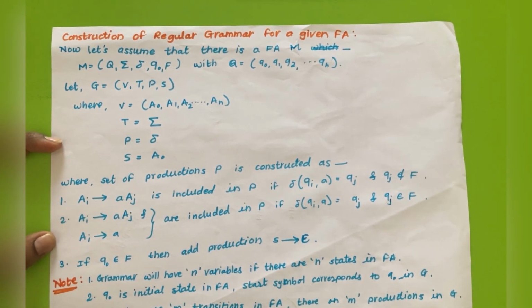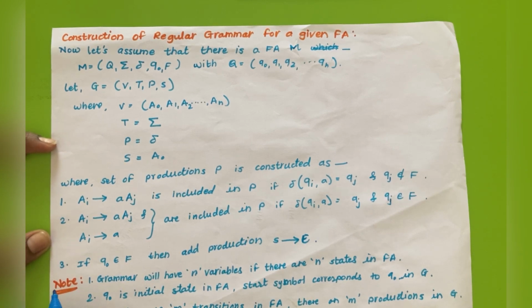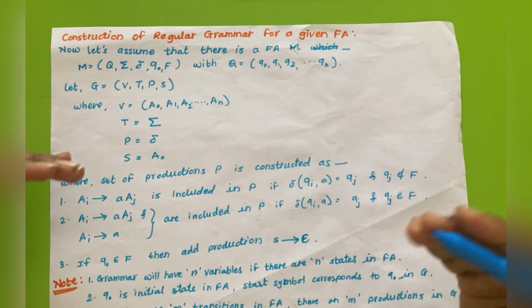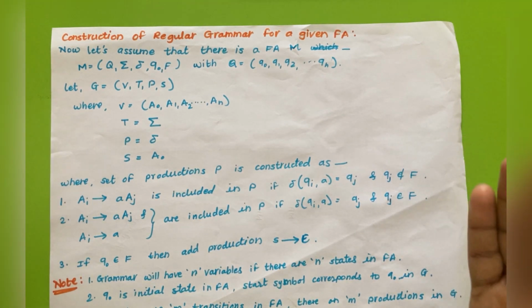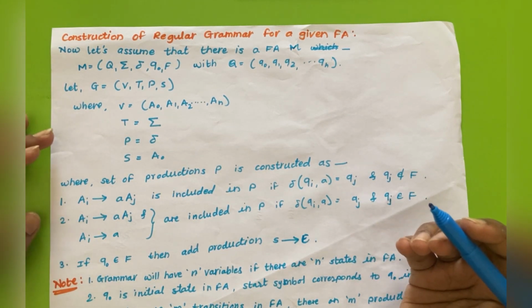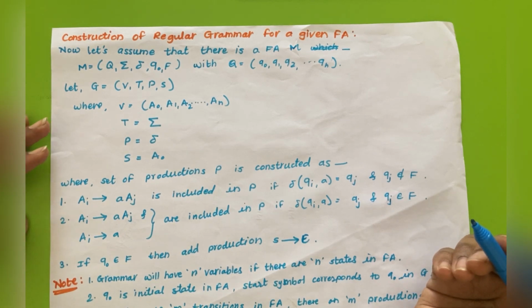Okay, now in the last video we have seen what is meant by left linear grammar and right linear grammar, as well as what is meant by regular grammar. Now it is time to study how to construct a regular grammar for a given finite automata. Means if we have a finite automata, then how can we build a regular grammar for that finite automata.